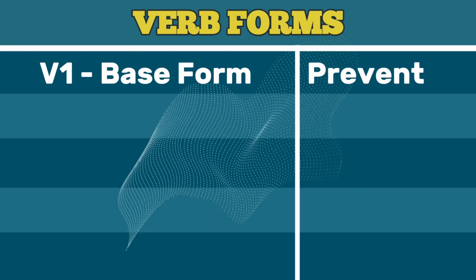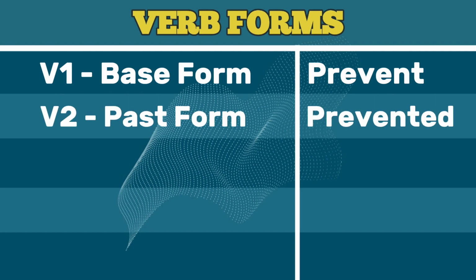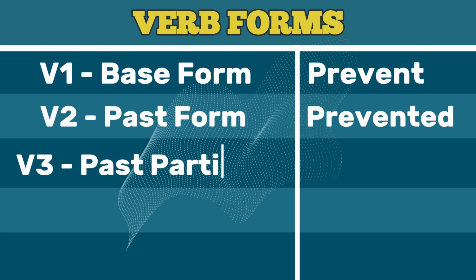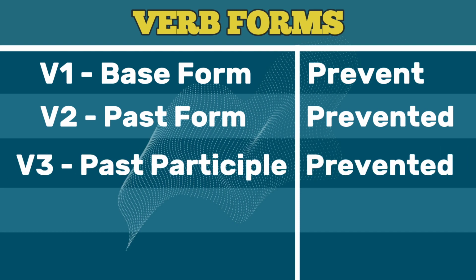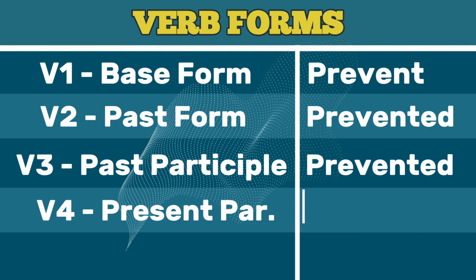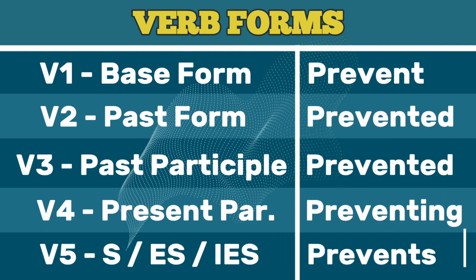V1, base form: prevent. V2, past form: prevented. V3, past participle: prevented. V4, present participle: preventing. V5, third person singular simple present: prevents.